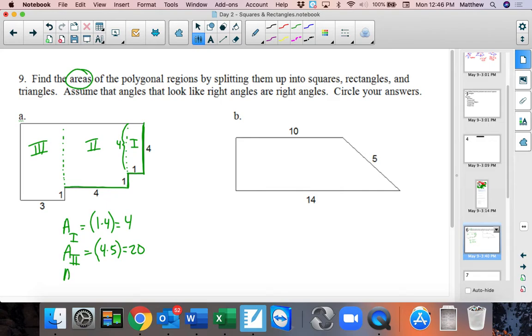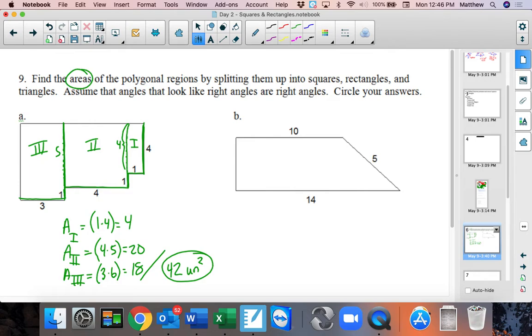And then area of region 3 would be this 3 times 1 plus this was 5. So this whole thing right here is 5, which makes the whole side 6. So we're going to have 3 times 6, which is 18. And if you add that all up, you get 38 plus 4, you get 42 units squared.